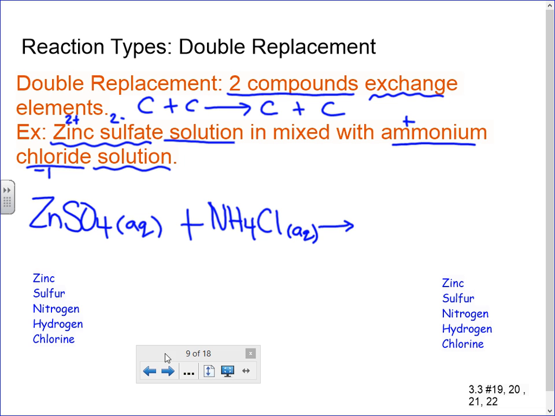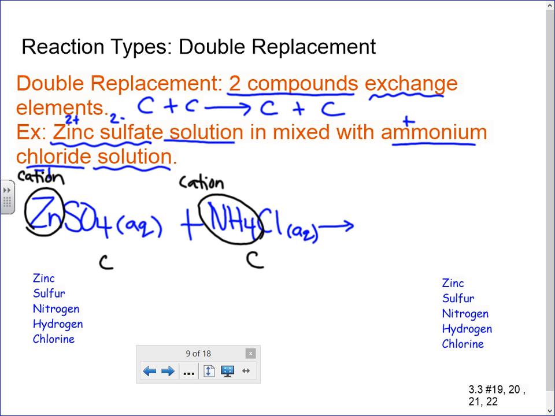Notice how I have a compound and a compound. That's how I know this is double replacement. I have two compounds. Now it says the two compounds are going to exchange elements, and they're going to exchange them pretty much the same way we did in single replacement. Let's consider these two pieces. They are both cations. Notice how I'm referring to them as whether they're positive or negative, because now they're all in a compound. The cations will trade spots.